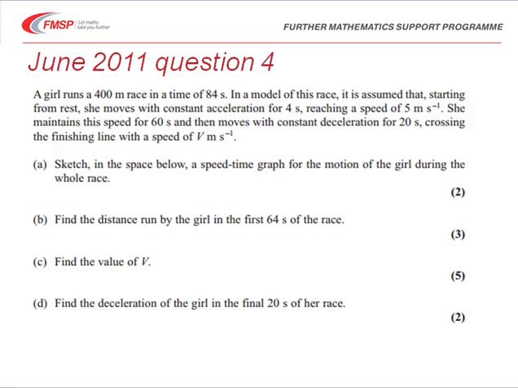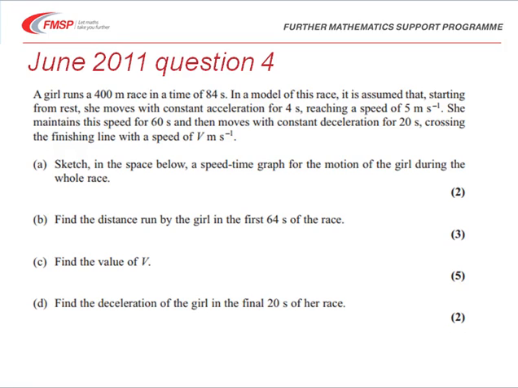So we're told in the question that a girl is running a 400-meter race and she does this in a time of 84 seconds. To model the race, we assume that she's starting from rest. She moves with constant acceleration for 4 seconds, reaching a speed of 5 meters per second. She maintains this speed for 60 seconds and then moves with constant deceleration for 20 seconds. She crosses the finishing line then with a speed of v meters per second.